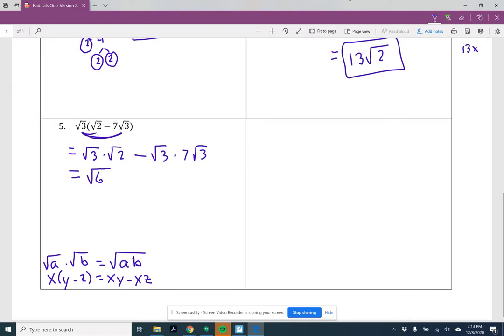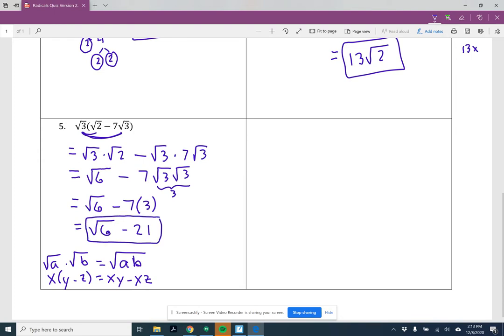Okay. Over here, I'm going to switch the order a little bit. Remember, the square root of 3 times the square root of 3 is 3. Square root of 3 is the number that you have to multiply with itself to create 3. So that is going to be a 3 right there. Think of it as the square root of 9, which is 3. Either way. Okay, so we have the square root of 6 minus 21, and we are finished. And those are the solutions to the radicals quiz that was given in class.